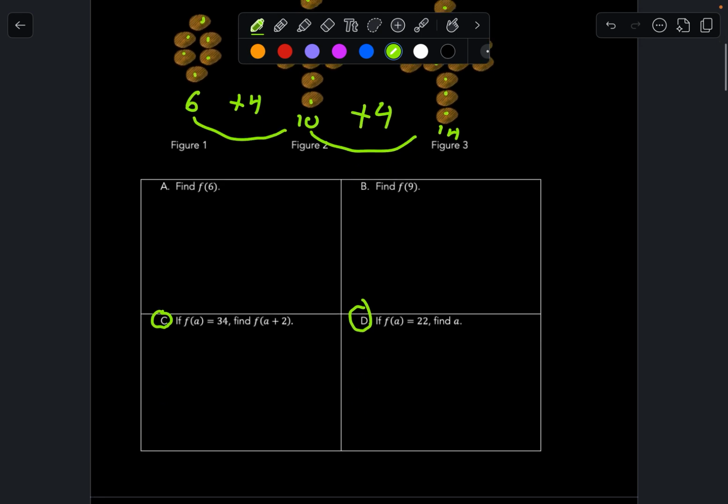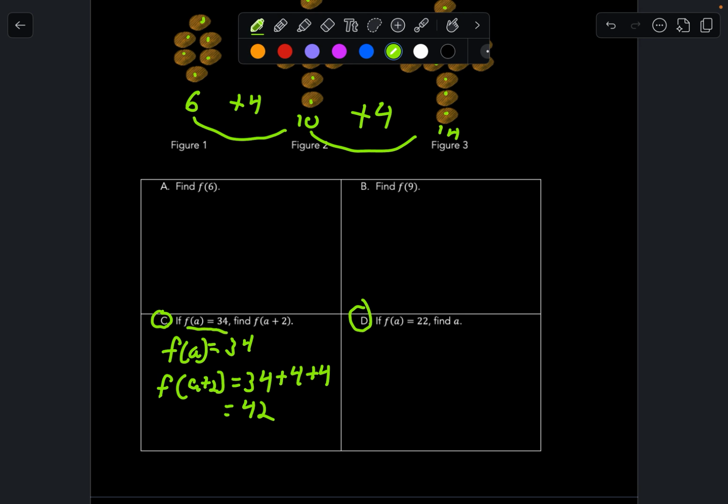So if we know f of a equals 34, f of a plus 2 means we go 2 figures further on. So a plus 2 would equal 34, which is f of a, and then we're going to have to add 4 twice. So that comes out to be 34, 38, 42. Okay, and that's f of a plus 2. And we got that from knowing what f of a was.